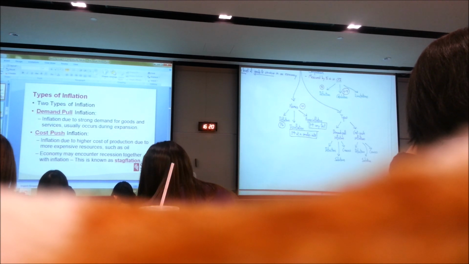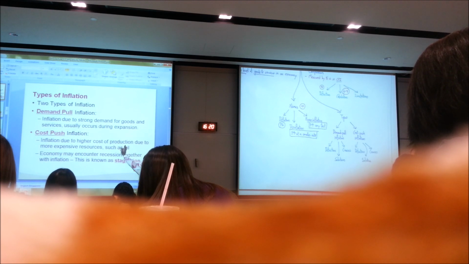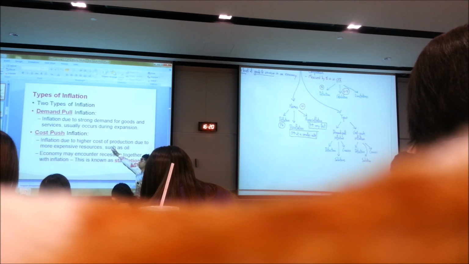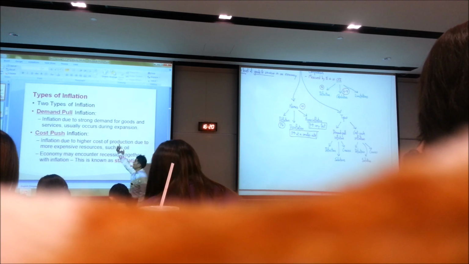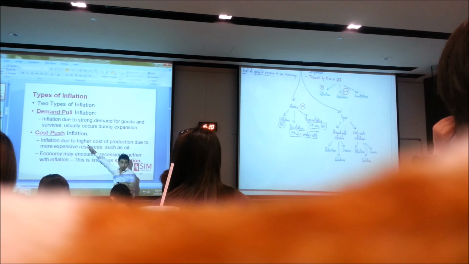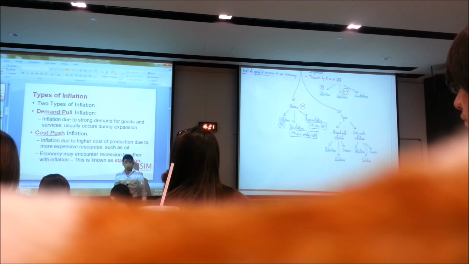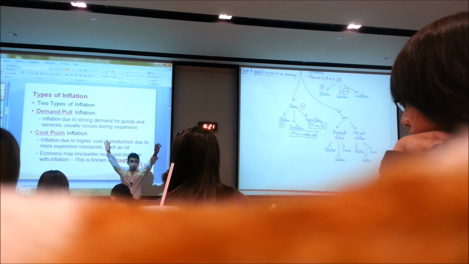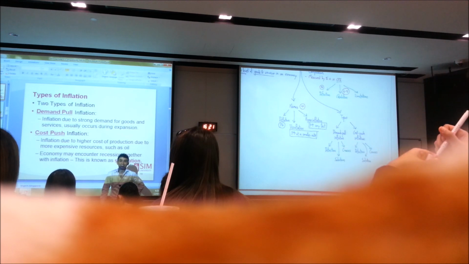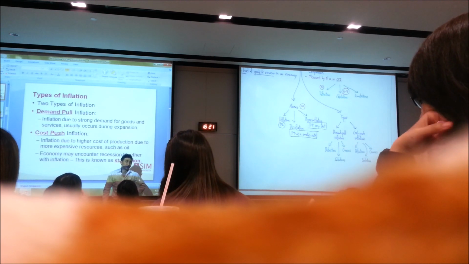Understand their definition. How are they different? One is driven by strong demand, one is driven by higher cost of production. The keyword is strong demand for demand-pull, higher cost of production for cost-push. Understand? So for inflation, there are two types, demand-pull and cost-push. Okay, so which one is the better one? Demand-pull, right? This is what happened during the oil price crisis. A lot of governments were struggling because the inflation was very high.